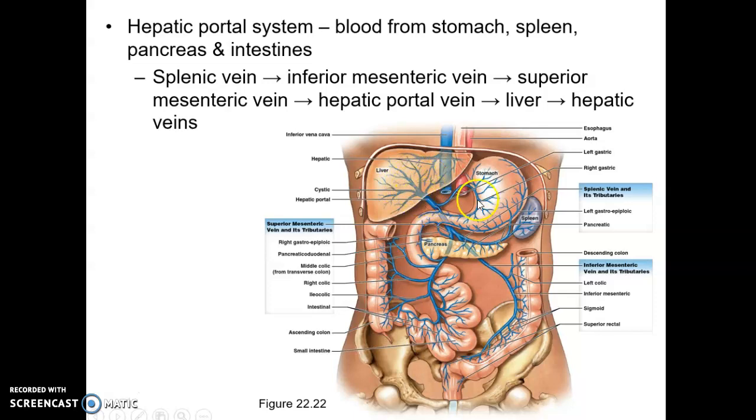And then those nutrients are processed in the liver, checked for toxins, that sort of thing. And then draining the liver are the hepatic veins, as you see here. And they empty into the inferior vena cava, and then that carries venous blood to the heart.